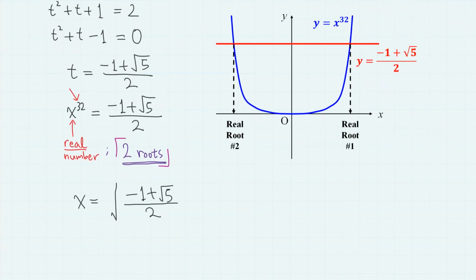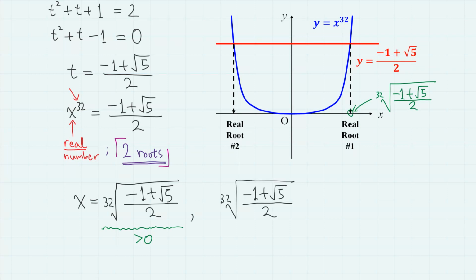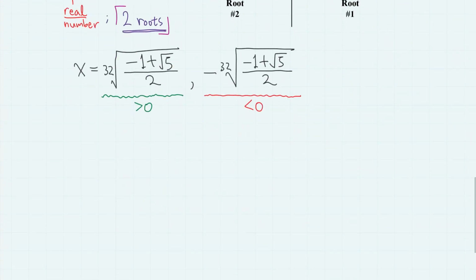One root can be expressed by using a radical with number 32 right here. And this refers to the positive real value among the 32nd roots of minus 1 plus square root of 5 over 2. The other root is simply the minus of that notation, which refers to the negative real root. So we have found two real roots, so we're done, right?